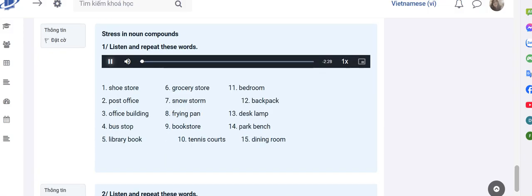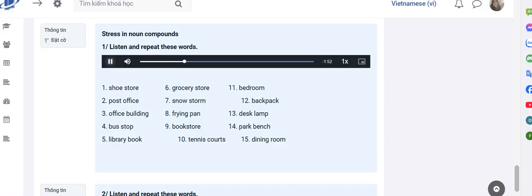Listen and repeat these words. 1, Shoe store. 2, Post office. 3, Office building. 4, Bus stop. 5, Library book. 6, Grocery store. 7, Snowstorm.